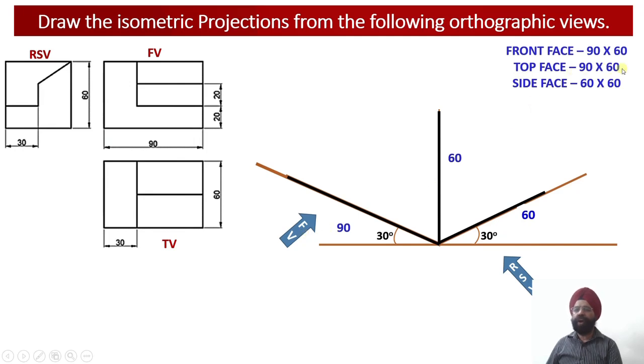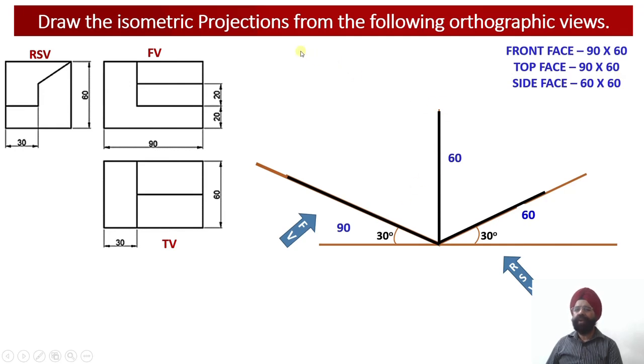Then last we have the top face. So top face, since the solid is resting on the ground, will be represented by the x and z plane. On the x plane we have already marked 90 millimeter length. On the z plane we have already marked 60 millimeter length. So we will be again drawing two isometric lines, one parallel to the z-axis equal to 60 millimeter, another one parallel to the x-axis which will be equal to 90 millimeter. So this will give us the top face projections over there. So these are the projections of the base.